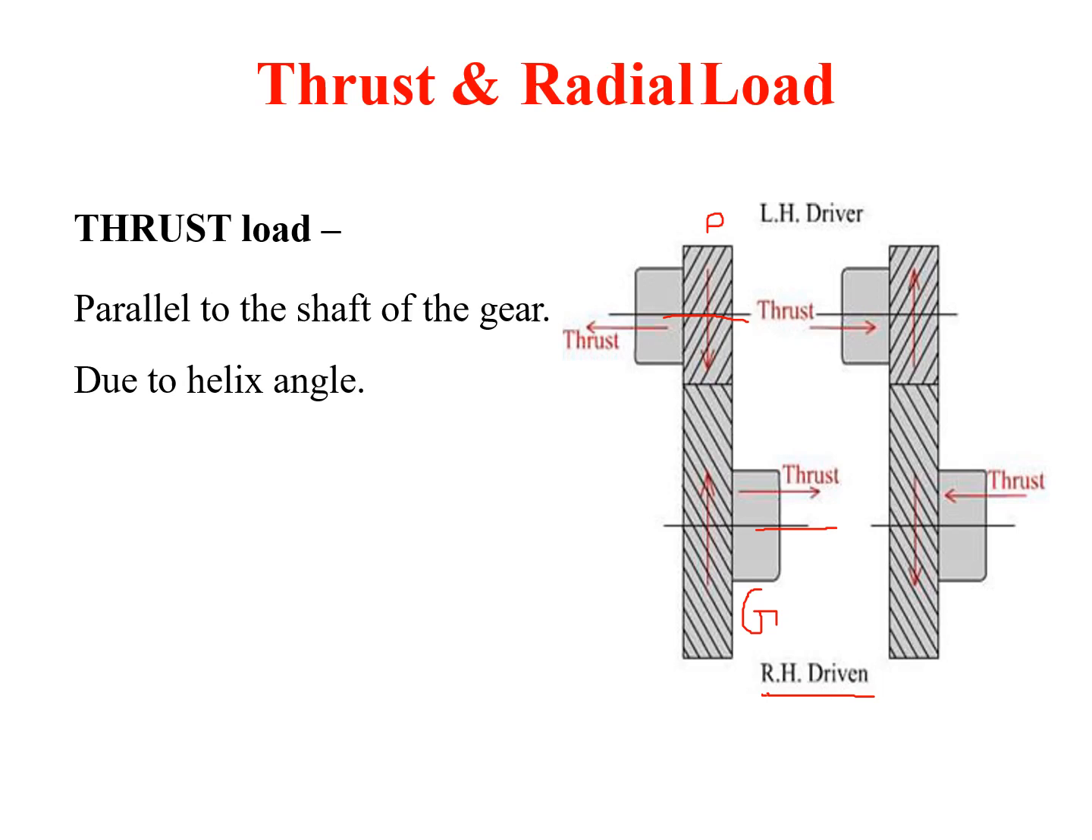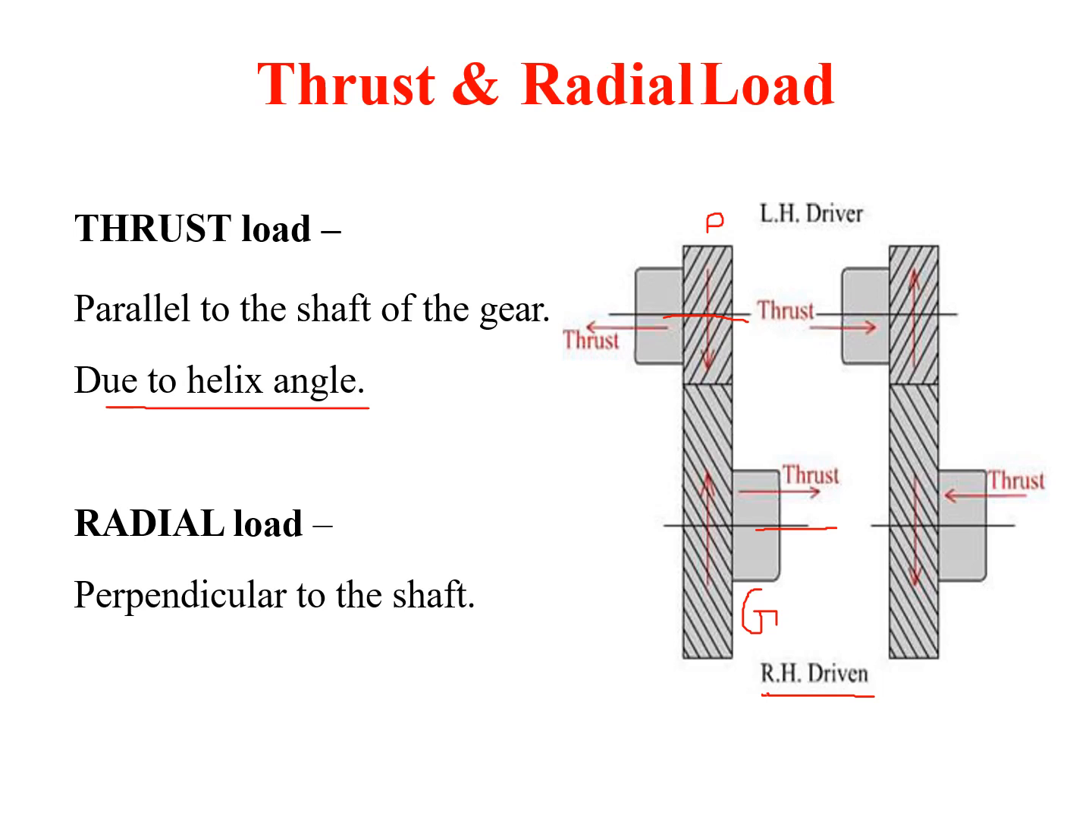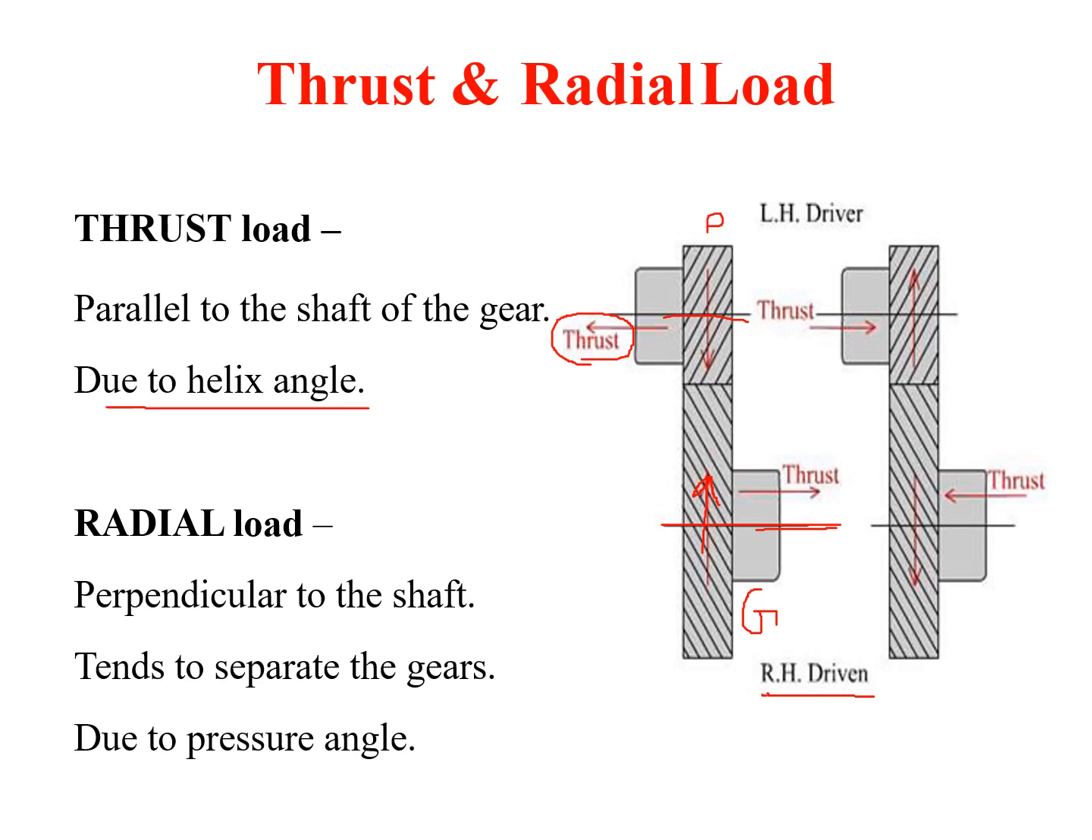Now this thrust load is generated due to the helix angle. Talking about radial load, this is the load which is perpendicular to the shaft. This arrow represents the radial load, which is perpendicular to the axis of the shaft. This radial load tends to separate the gear pair. But the amount of radial load compared to thrust load is very negligible, so while designing we have to consider the thrust load severely.